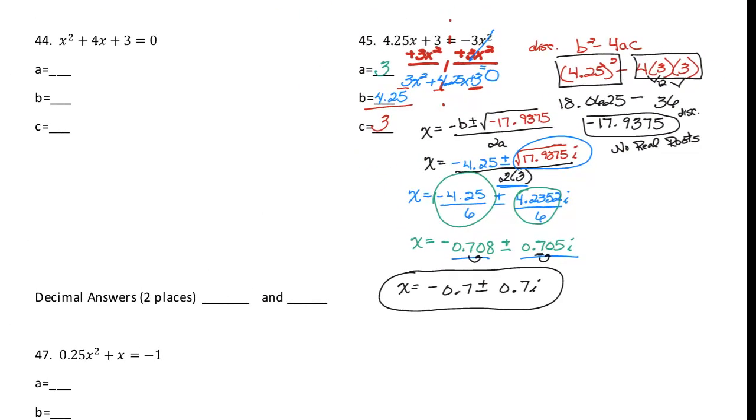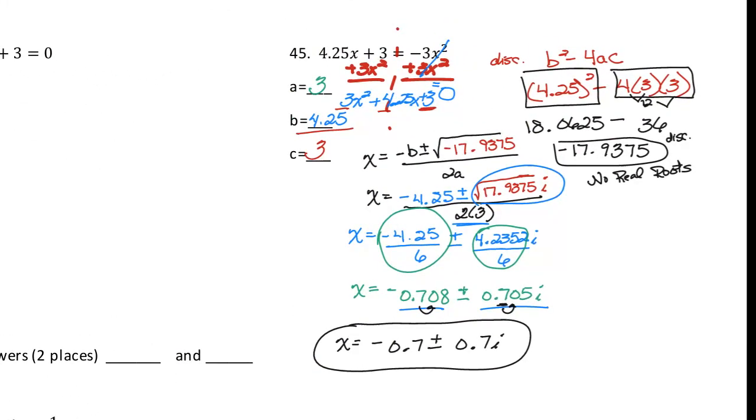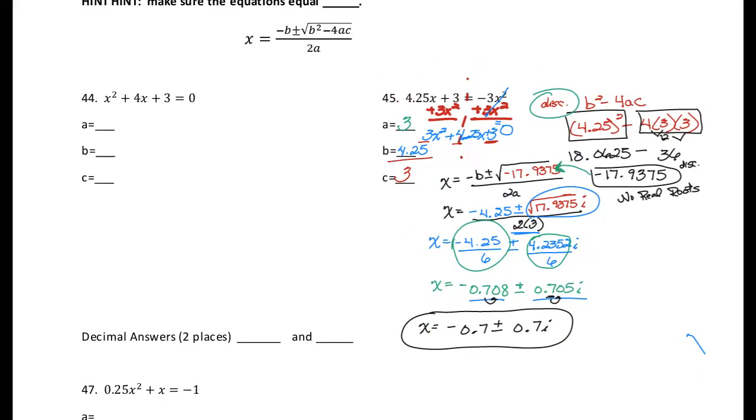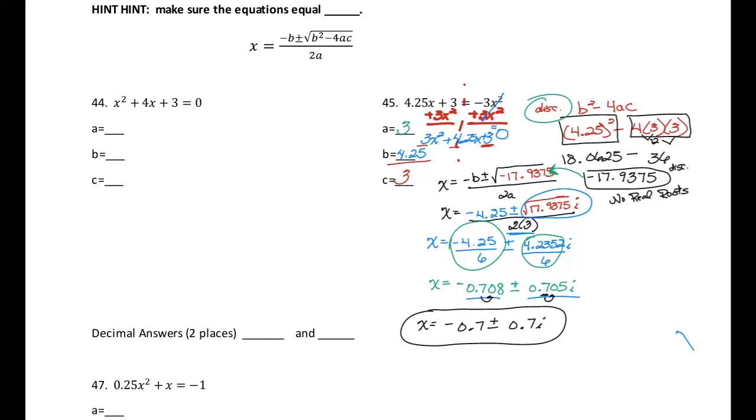Now, that one is a lot more difficult. I would not anticipate having one quite that difficult on the test. Okay? But again, you make sure it's set equal to 0. You find the discriminant. Once you find the discriminant, substitute the discriminant in for that quadratic formula and simplify. Okay?